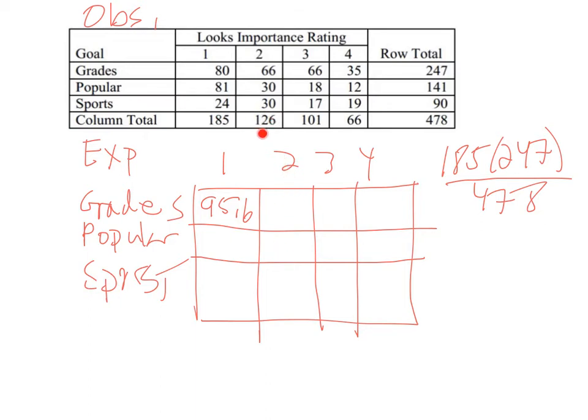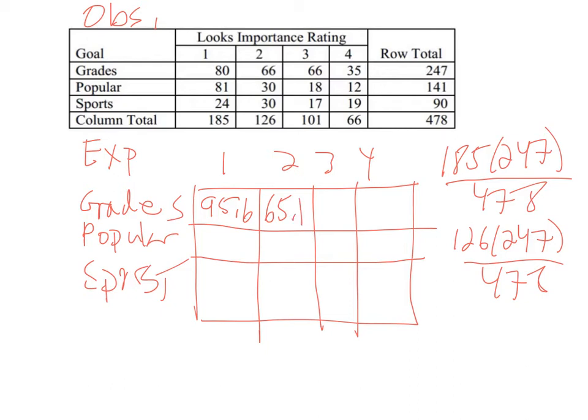To get this next expected, I'm in column 2, notice. So I'm going to take the total for column 2. Notice I'm in row 1, so I'm going to take the row total for row 1 and multiply those. So I'm going to do 126 times 247 divided by 478. And if I'm doing this right, I got 65.1.